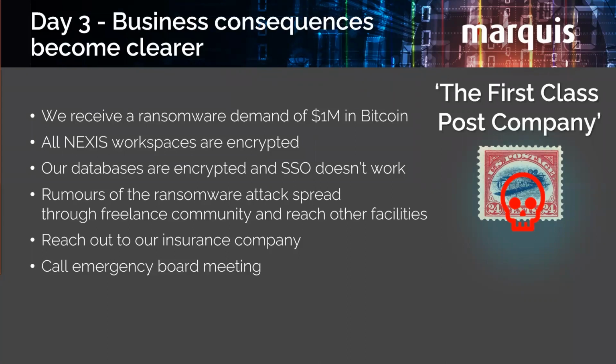We find out actually it's a ransomware attack, and we've been asked to pay $1 million in Bitcoin. All our Nexus workspaces are encrypted. Also, our database is encrypted, so single sign-on doesn't work, and it's causing all sorts of problems throughout the business. And yesterday, we asked freelancers not to come in because we couldn't do anything. And now the rumors of what's going on have gone through the freelance community, and it's reaching other facilities. I've reached out to our insurance company to see what our situation is, how we're covered there. And I've also called an emergency board meeting to discuss the situation with the other directors.